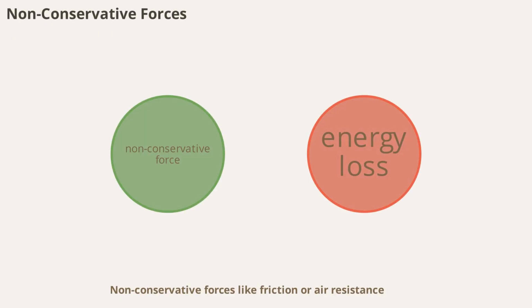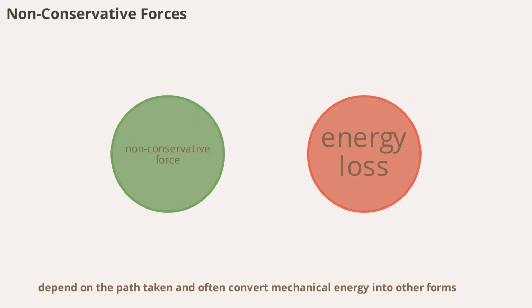Non-conservative forces, like friction or air resistance, depend on the path taken and often convert mechanical energy into other forms, such as heat. When you slide a box across the floor, friction does work, and some energy is lost as heat. Unlike conservative forces, energy lost to non-conservative forces cannot be fully recovered, which is why mechanical energy is not always conserved in real-world situations.